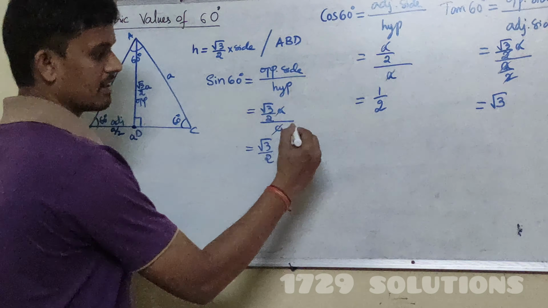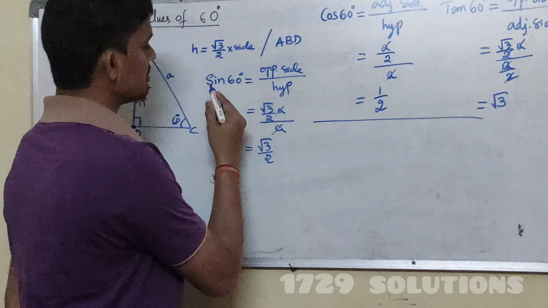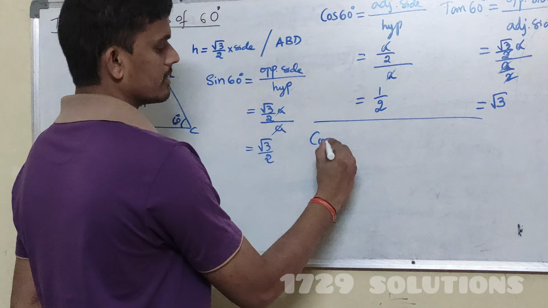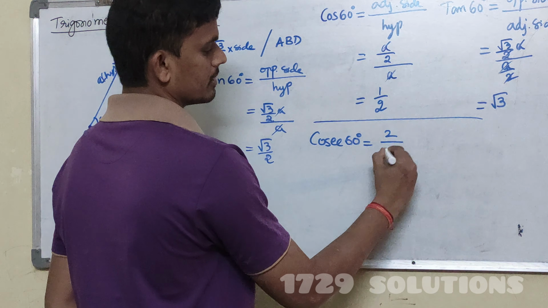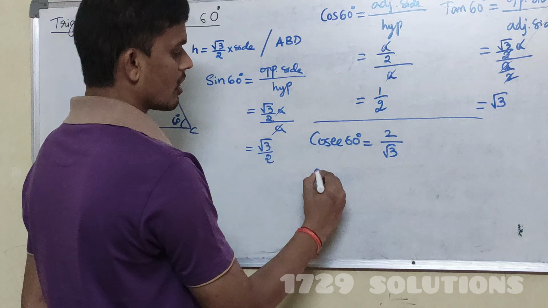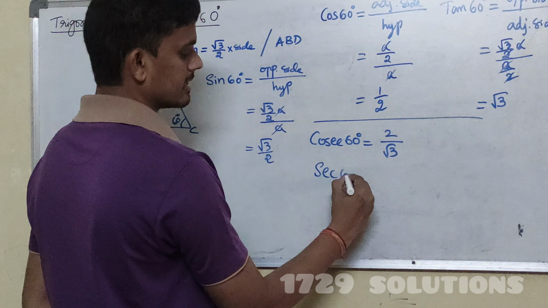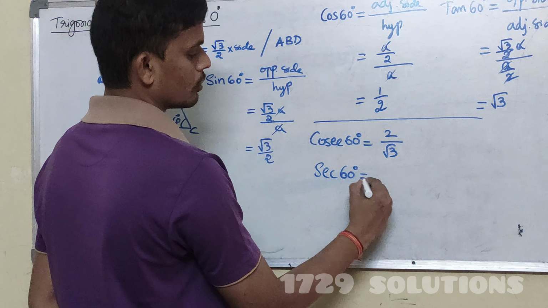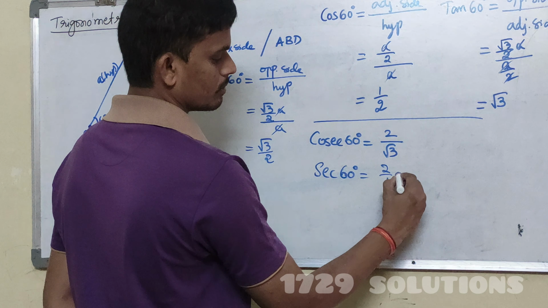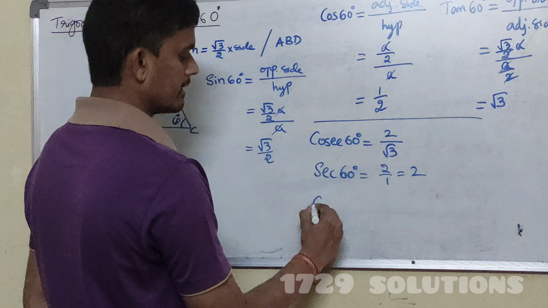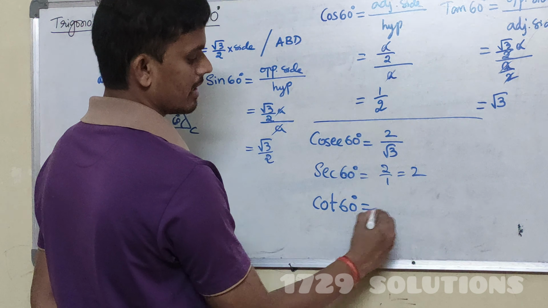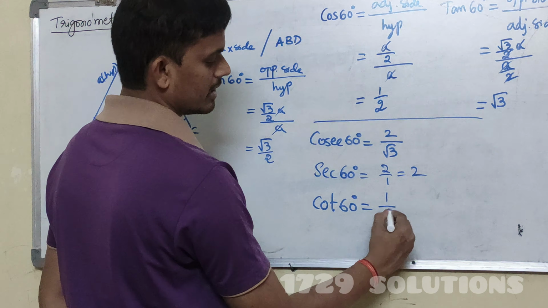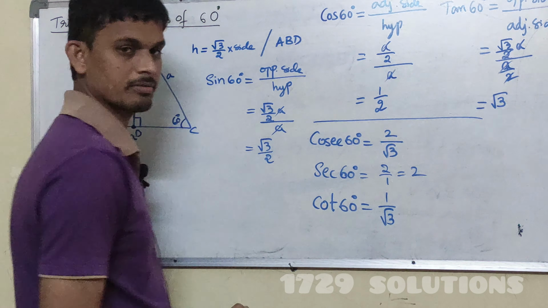With the help of this we can find the remaining. The reciprocal of sin is cosec. So that's why cosec 60 value will be 2 by root 3. The reciprocal of cos is sec. Sec 60 is equal to 2 by 1, nothing but 2. Then the reciprocal of tan will be cot. Cot 60 value: reciprocal of root 3, it becomes 1 by root 3.